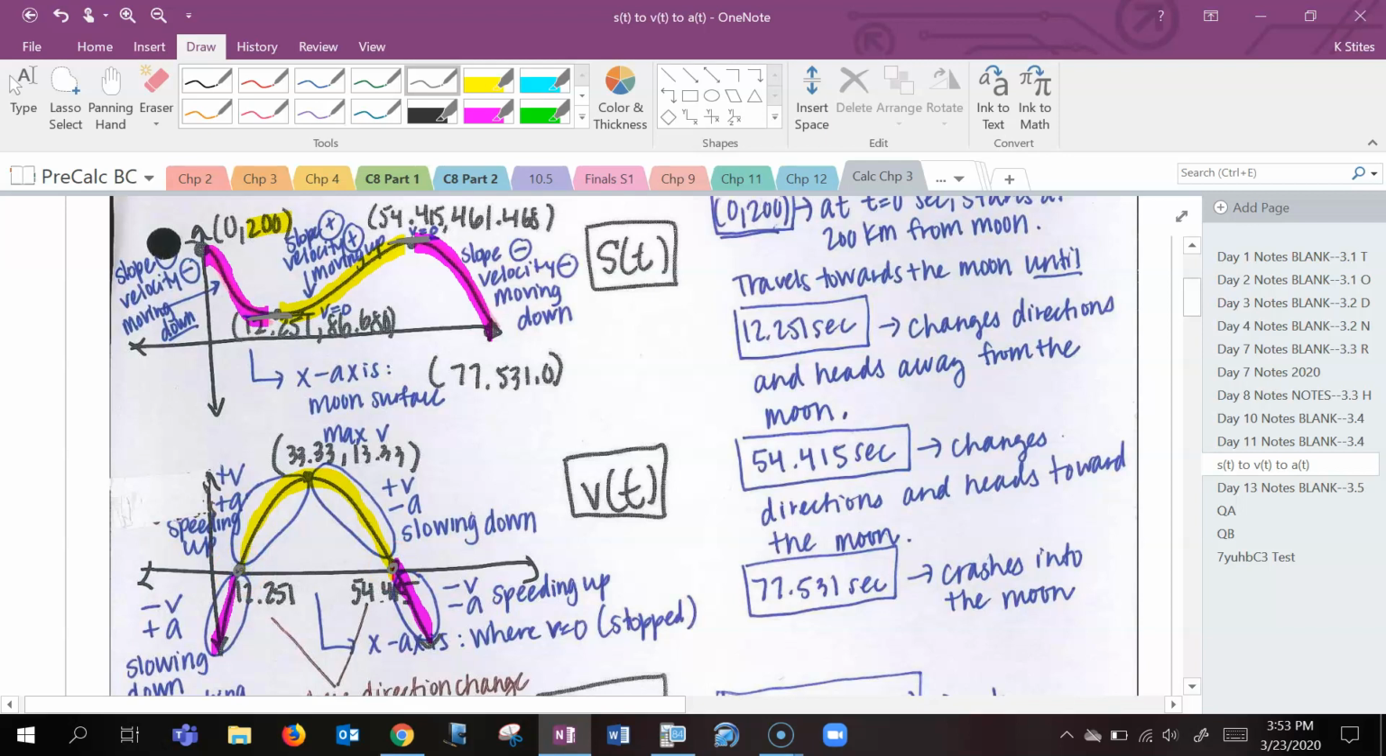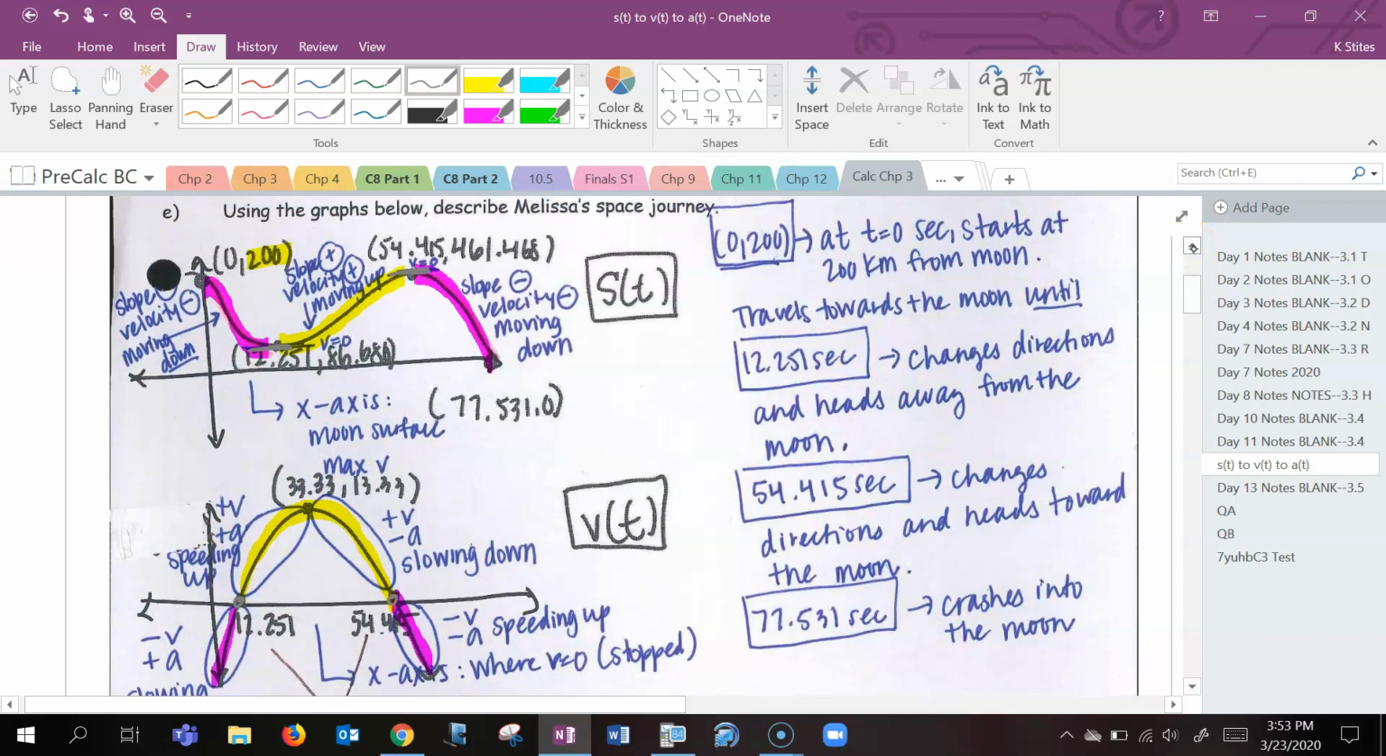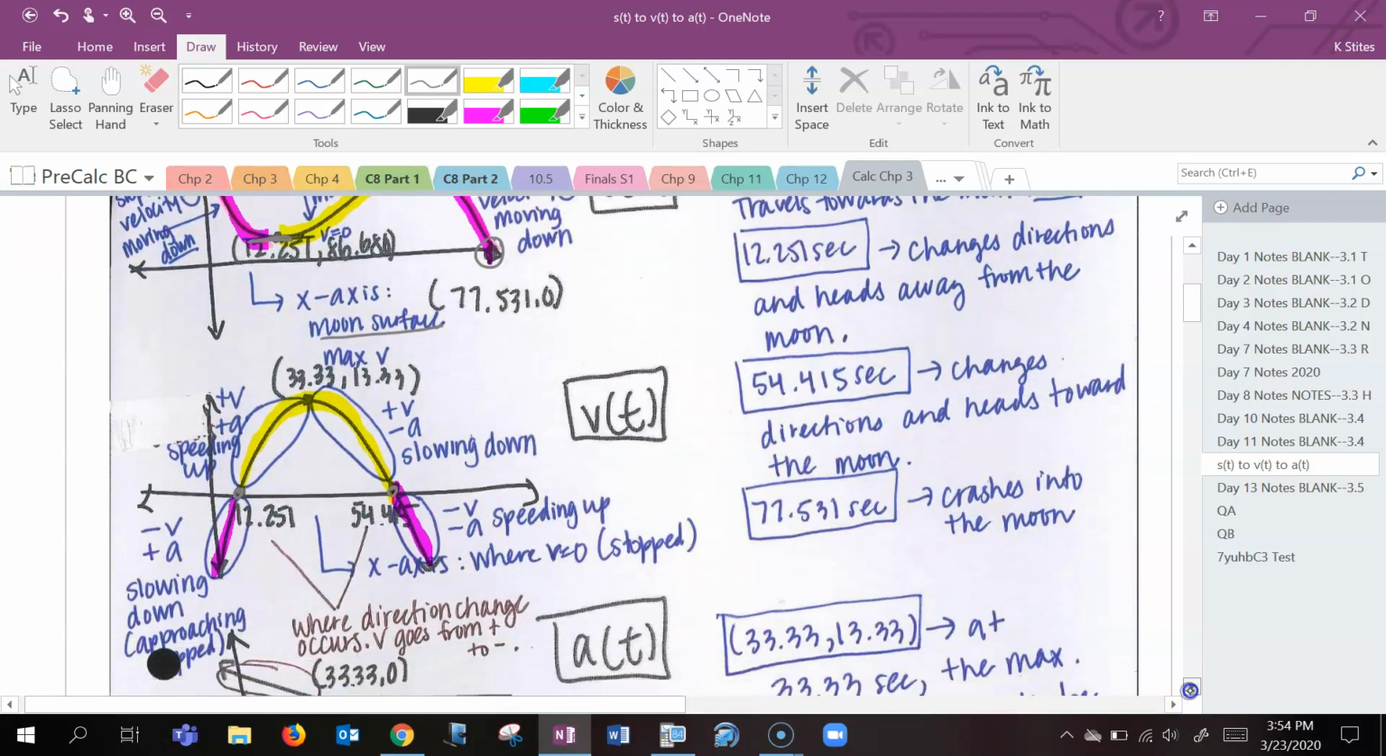We just talked about most of this, but there's some more things I want to talk about. 77.531 seconds is where our position curve actually hits the x-axis, which is representing the moon's surface. That's when she crashes on the moon and is completely fine. So that's what you need to know from the position curve. Let's look more at the velocity curve.